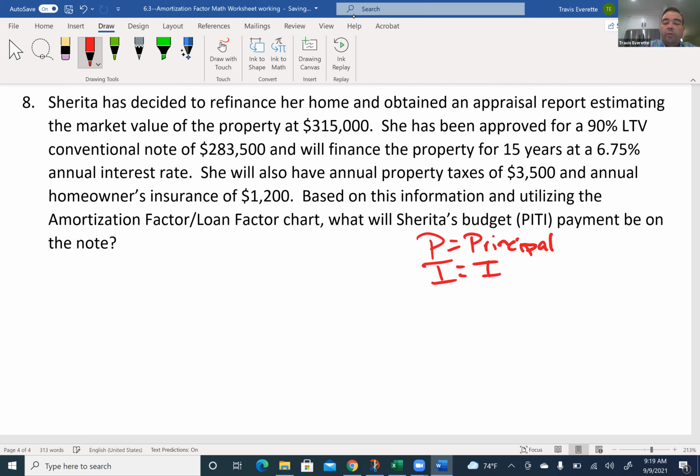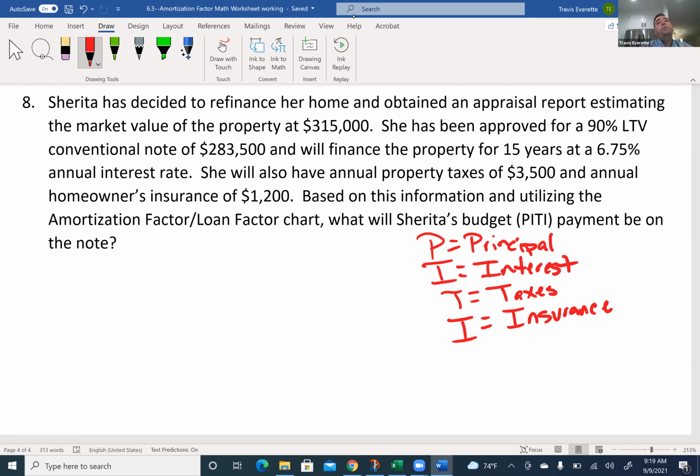I equals interest. Now, those two things come to us from the chart. And then you get the TI, taxes and insurance. So what we're asking here, because in all the previous questions, we were only dealing with the principal and interest. That's what the chart gives us, the principal and interest payment. But now they basically want us to add in how much it's really going to cost her to pay for this house on a monthly basis, sort of all in, full budget. What's her full housing budget going to have to be, including her taxes and insurance?